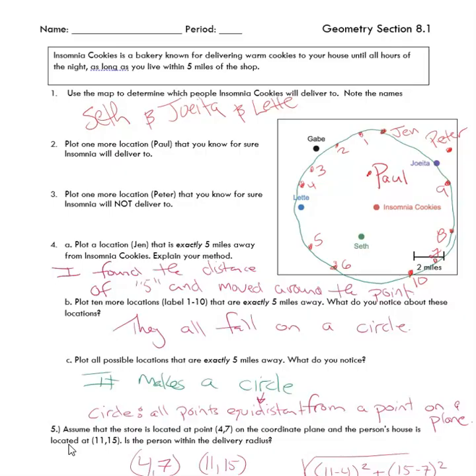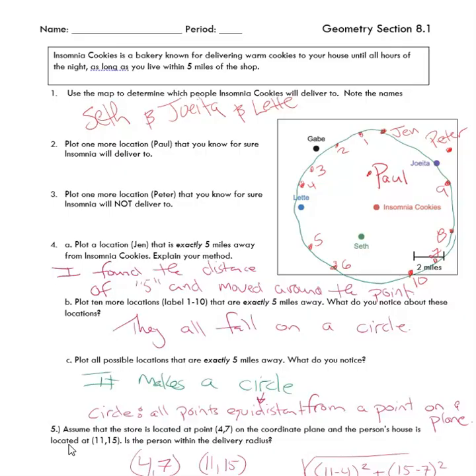Now, plot one more location, Paul, that you know for sure they will deliver to. So I made Paul super close to Insomnia Cookies, definitely within 5 miles. Plot another location, Peter, that you know for sure will not. So I put that outside of that 5 miles. Now it says plot a location, Jen, that is exactly 5 miles away from Insomnia Cookies. So I used my little scrap of paper that I had shown what 5 miles was, and I went over and put a location of Jen, and I said that that was 5 miles away.